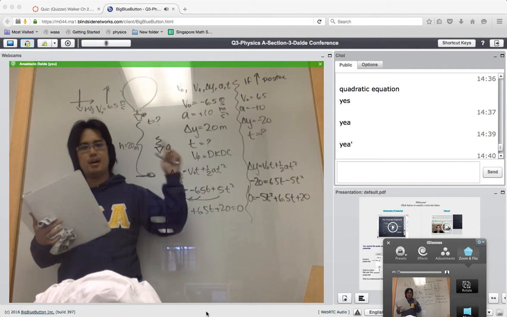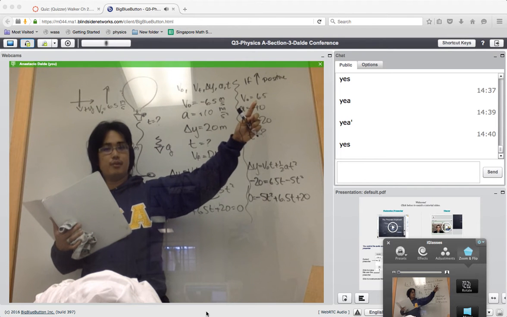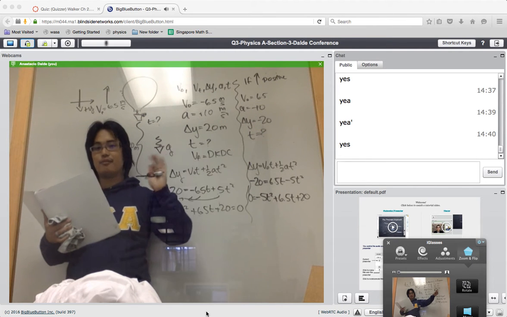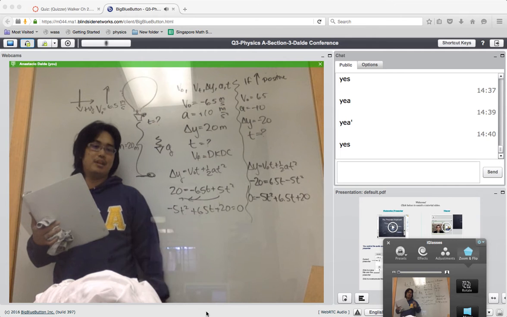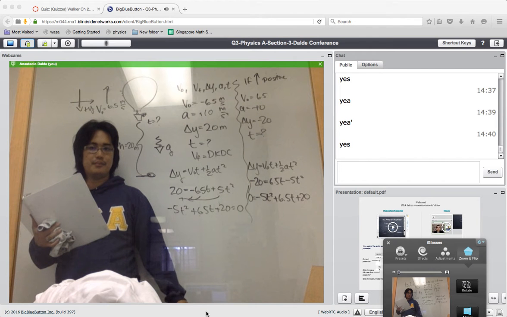Whereas if I called up positive, I would have had to go positive 6.5. I would remember that. Negative 9.8, I would have totally remembered that. Negative 20, I would have forgotten that. I would have put in positive 20. And that would have changed my answer completely. You see what I'm getting at here?